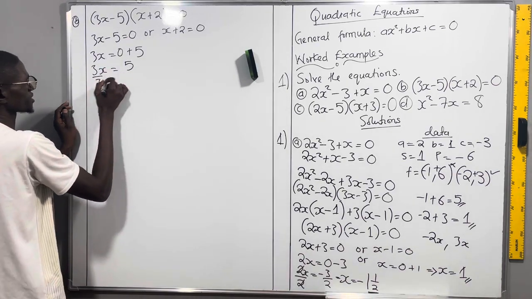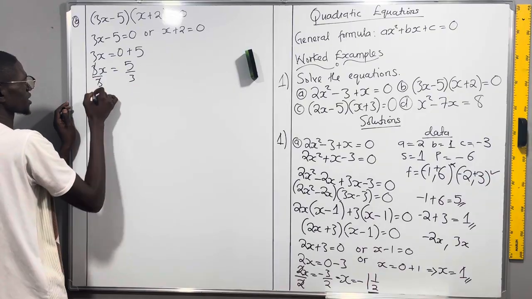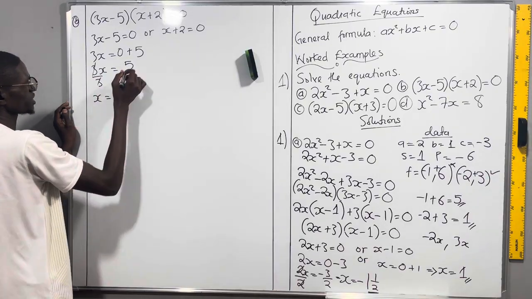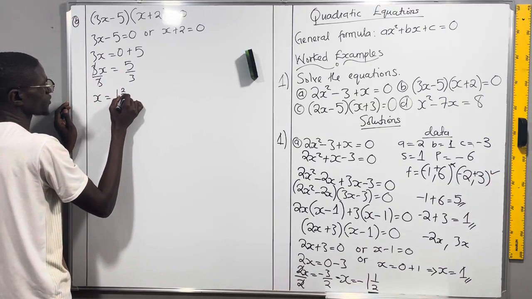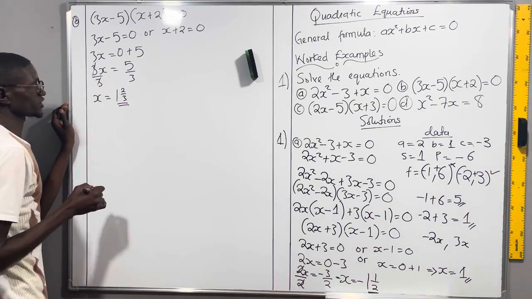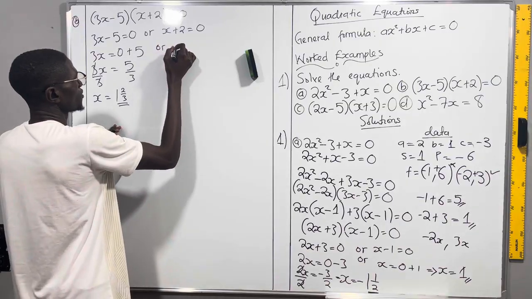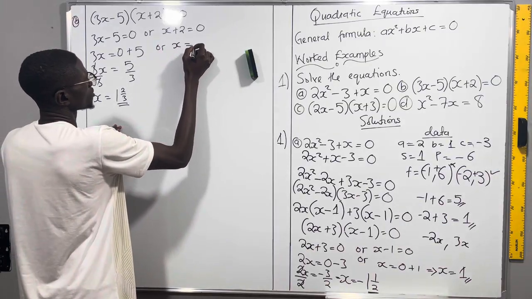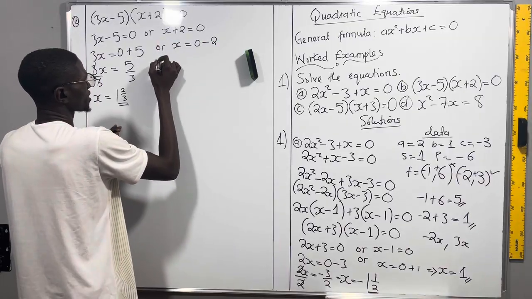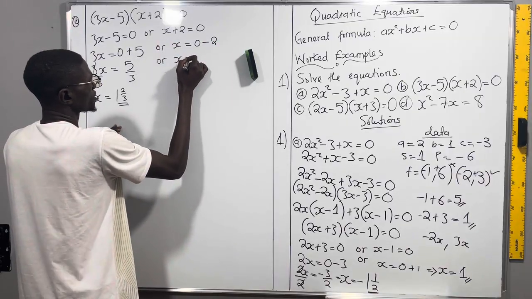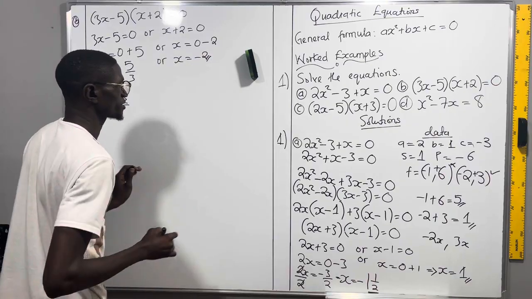We divide both sides by 3. By 3, this will cancel. x is going to be, you can leave it there, or you can say x is equal to 1 and 2 over 3, and you're done. And I'm going to say, or x is equal to 0 minus 2. This positive 2 crosses, it becomes negative, or x is equal to negative 2, and you're done.